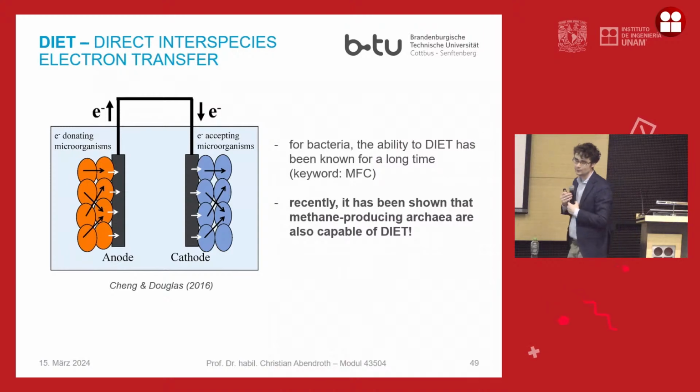This can be shown in different ways. And one way is to use an electrical cell with an anode and a cathode. And on this anode, you could, for example, grow Geobacter. And on the cathode, you could grow Methanosarcina. You could even have a membrane between it to be sure that they are not exchanging between each other, to be sure that you have really just Geobacter here and Methanosarcina here.